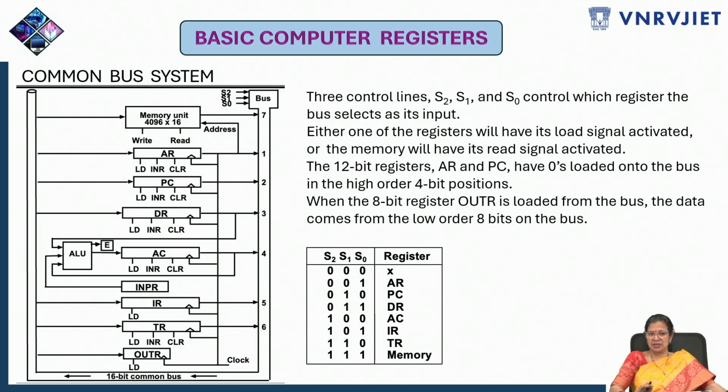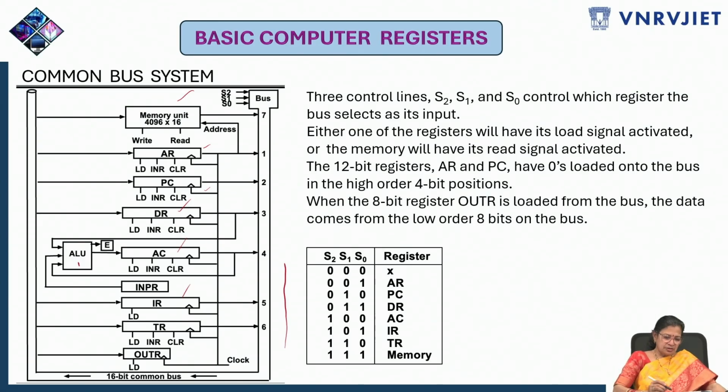So this is using a common bus system where all the components that are going to transfer data or instructions are connected to the same bus. If you look at this diagram, we have a memory unit. This outer line shown here is a common bus, and this is the memory. The other modules are nothing but registers: address register, program counter, data register, an accumulator which is connected to the ALU, arithmetic and logical unit, and input register, all connected to the same bus.